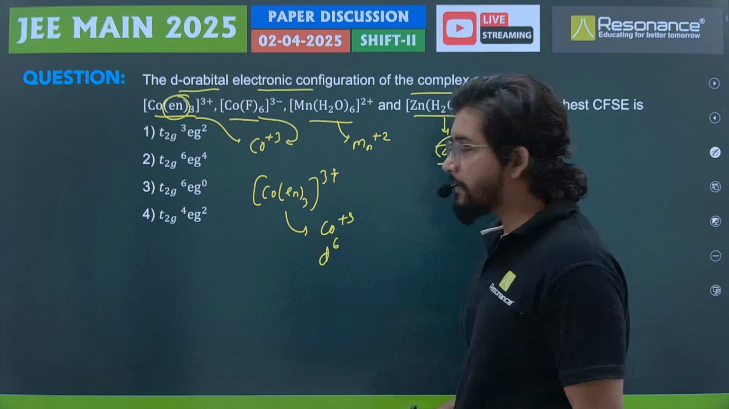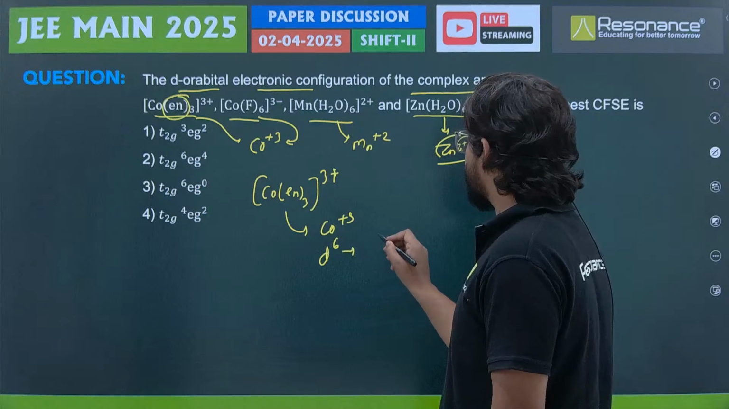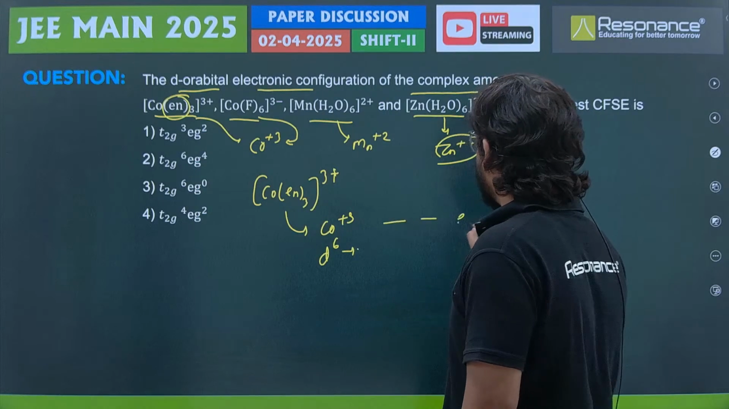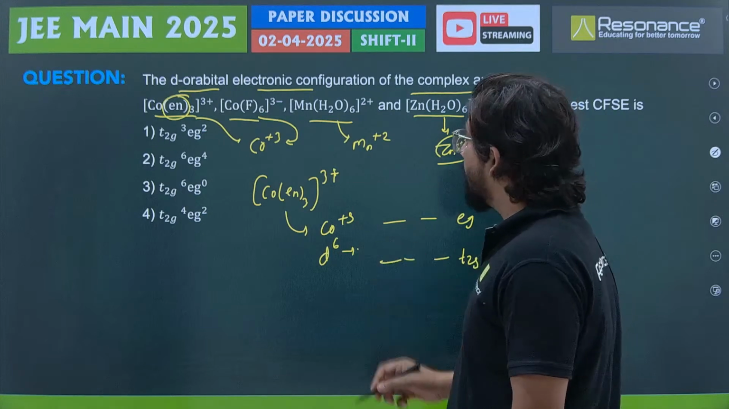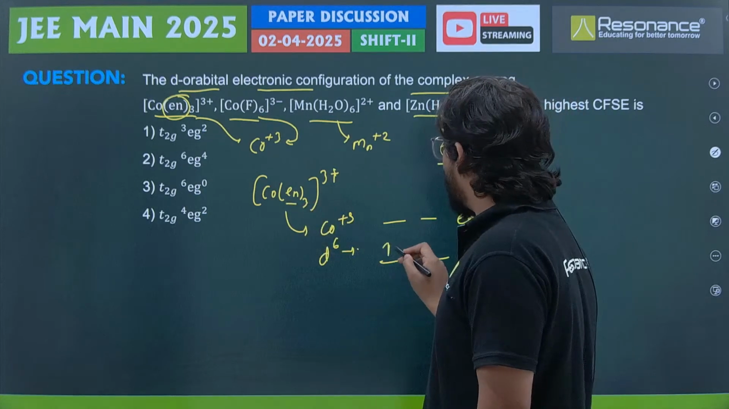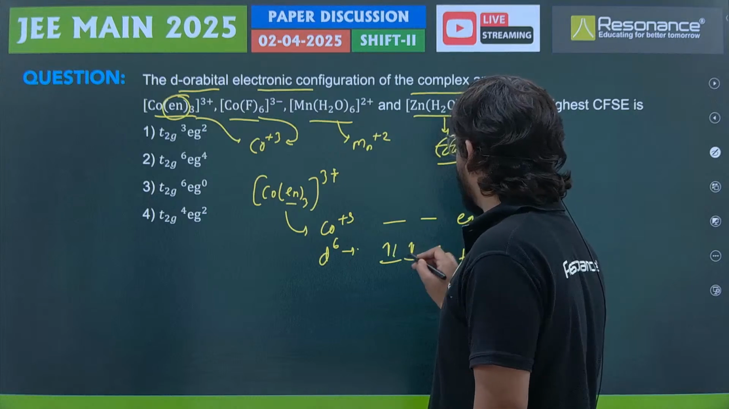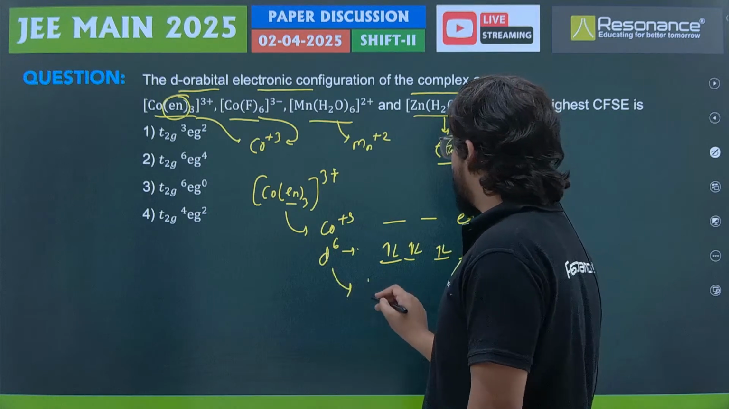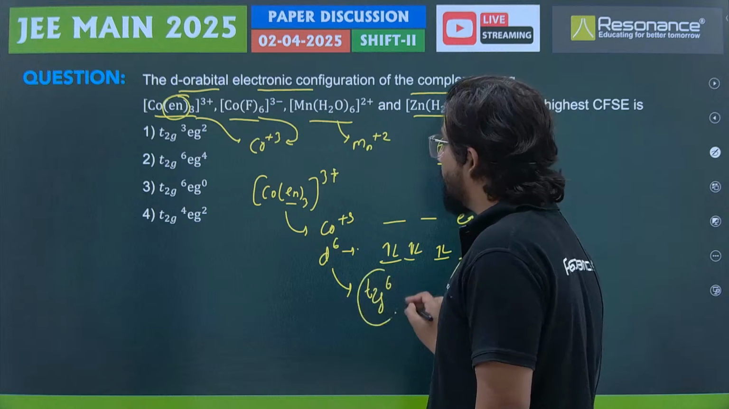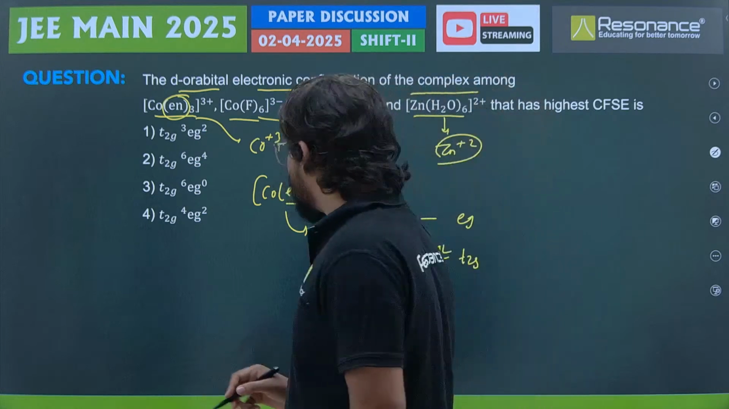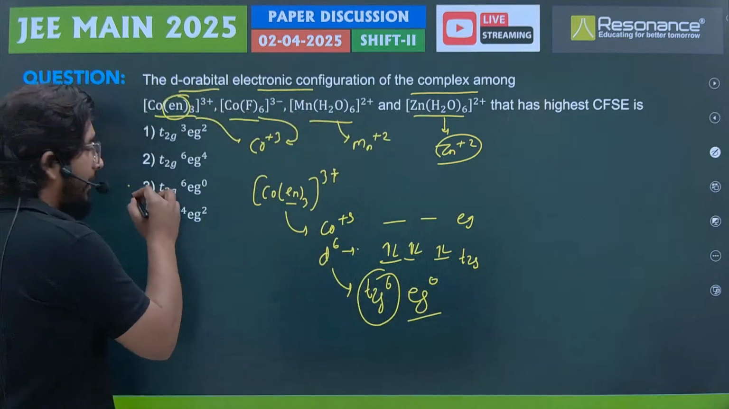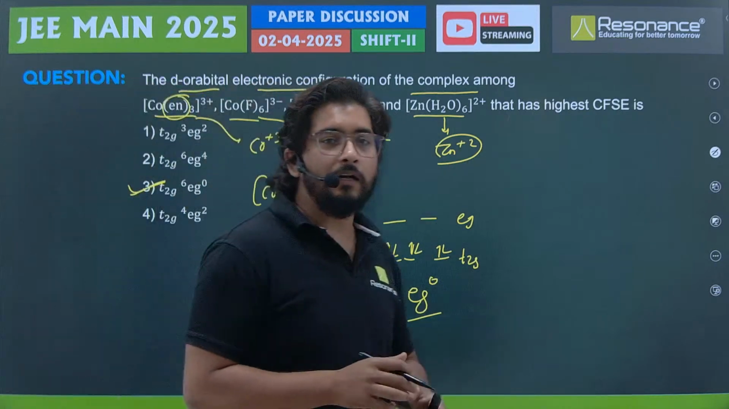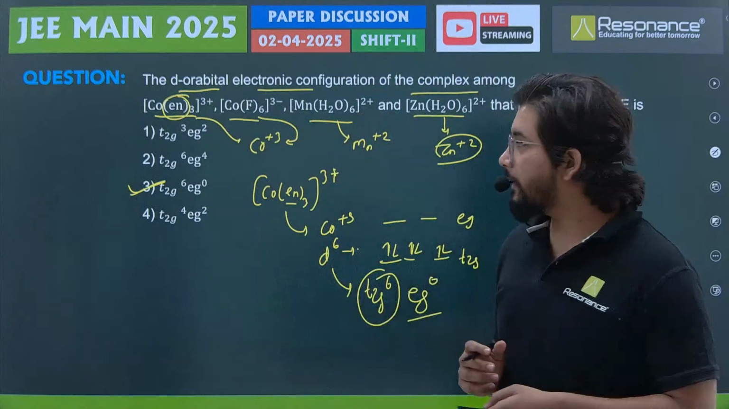D6 splitting, eg and t2g. What we are having is a strong field ligand, so all electrons will come down. The electronic configuration will become t2g6 and eg0. So our option is the third. Option number three is correct.